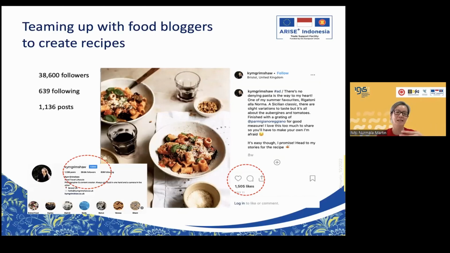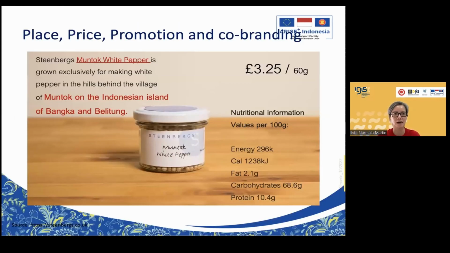Because it's easy to cook, it encourages anybody to use the Parmigiano Reggiano cheese in their cooking. Other best practices include this one, where it shows place, price, promotion, and co-branding efforts in one packaging. Muntok white pepper is one of Indonesian GIs, and it works together with this brand called Steenberg's, which sells specialty spices in Europe. They have a website, so you can purchase it online if you're in Europe.